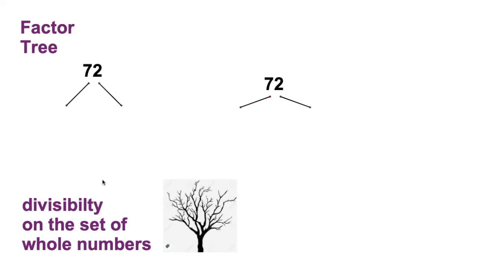Now, when I say factor 72, what can we divide that by? Well, we can divide it by a lot of numbers. Could we divide it by 7? Well, sure, but you won't get a whole number response. You won't get a whole number quotient. So we're talking about the set of whole numbers.